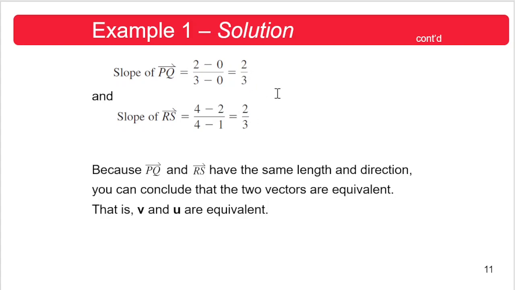So as you can see, because their slopes are equal, we can conclude that these two vectors are of the same direction. And therefore, since these two vectors PQ and RS have the same length and direction, we can conclude that they are equivalent. That is, vectors v and u are said to be equivalent vectors.